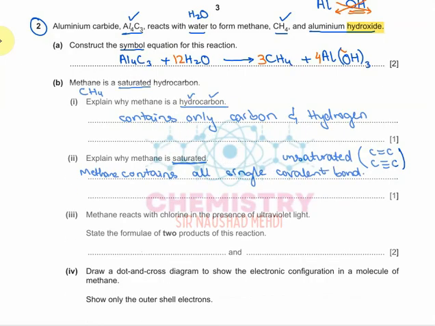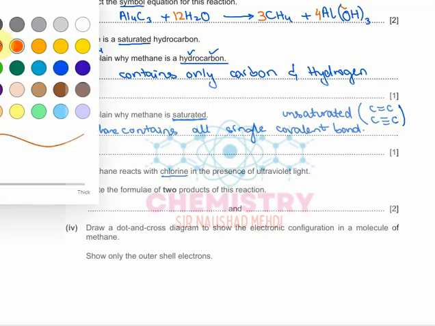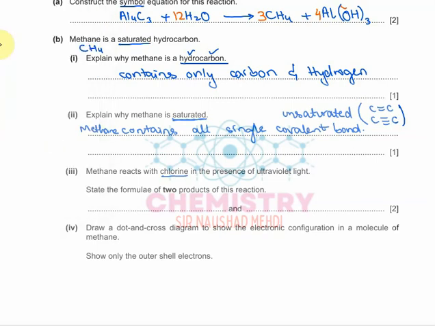Okay, now coming to the next question, it is saying methane reacts with chlorine in the presence of ultraviolet light. So this statement is referring to the halogenation reaction because we are reacting with chlorine. So methane CH4 is reacting with chlorine, and you all know that the formula of chlorine is in diatomic form, which is Cl2, in the presence of ultraviolet or sunlight.